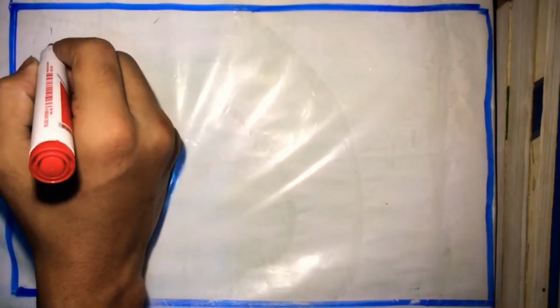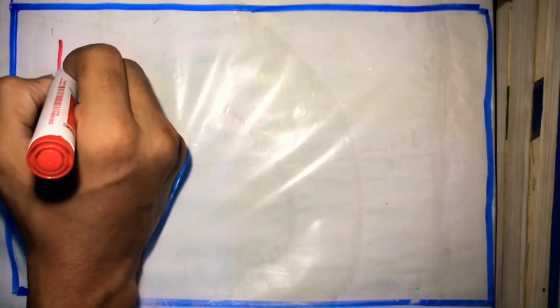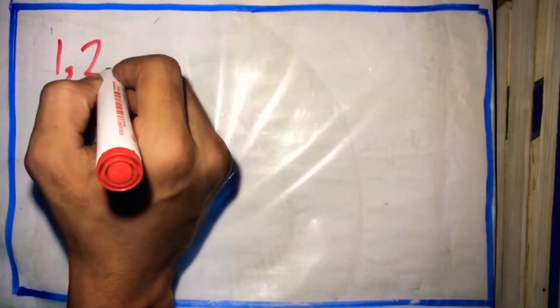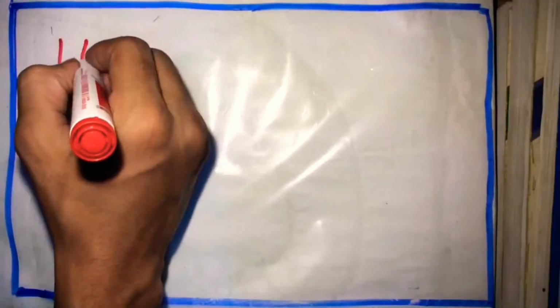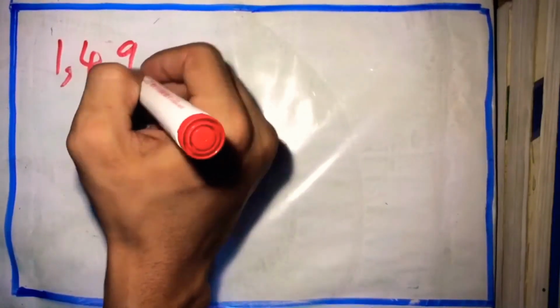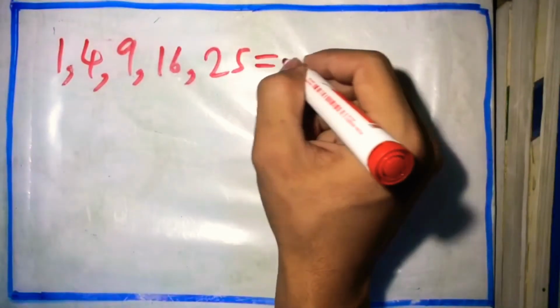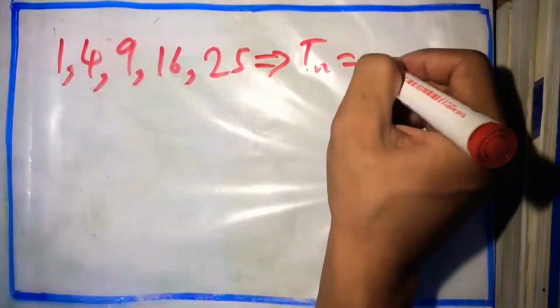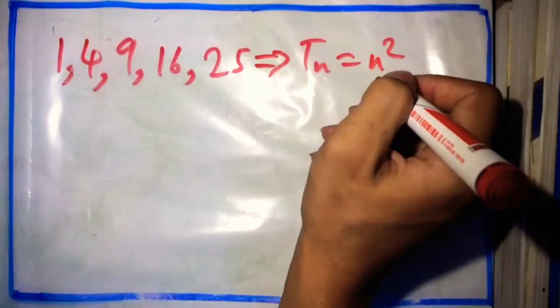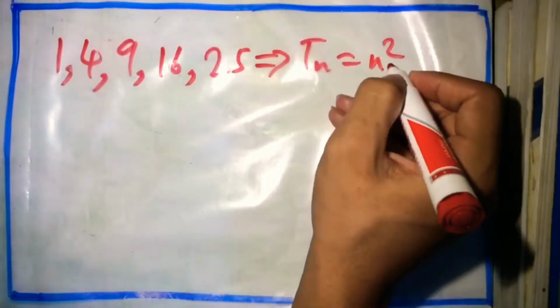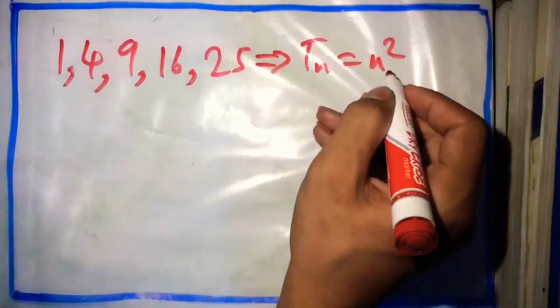The next sequence is the perfect square sequence. For example, if we have a sequence 1, 4, 9, 16, 25, the general formula for the term number over here would be n square. Now for example, if you have to find the third term in the sequence, 3 square would be 9. Fourth term, 4 square would be 16.